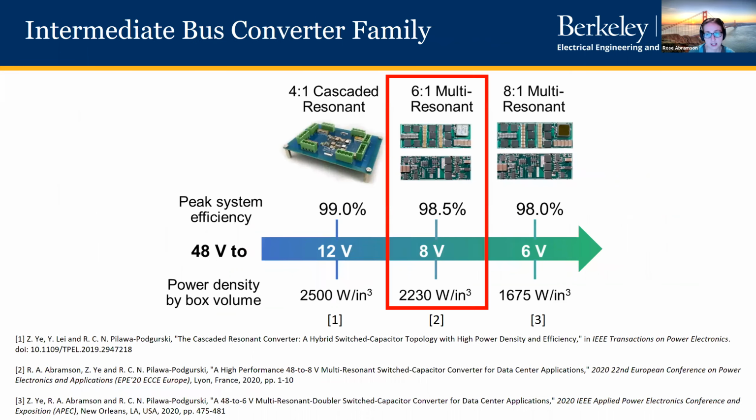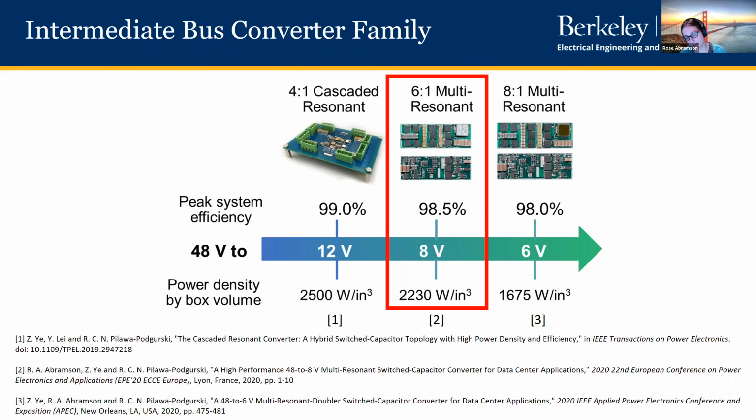And then just to step back and put this into a little more context, our group has been working on several different hybrid switch capacitor topologies for data center applications. You can see this center box in red. This is the topology that I presented today: a peak system efficiency of 98.5% and 2,230 watts per cubic inch for a 6-to-1 converter.